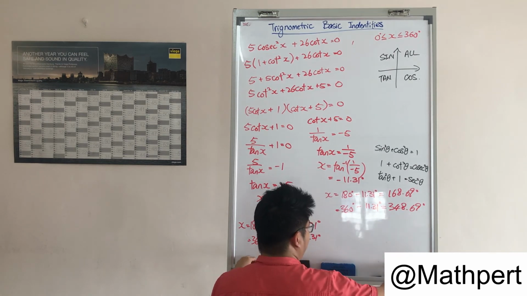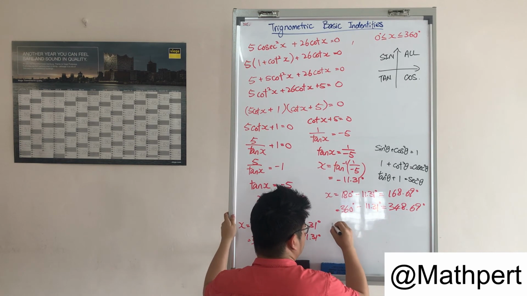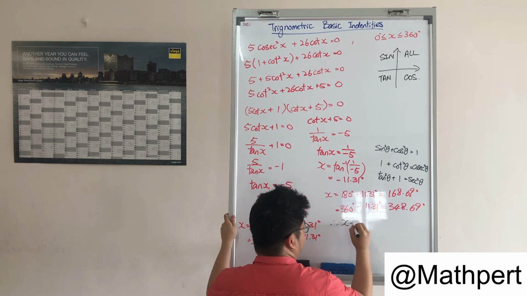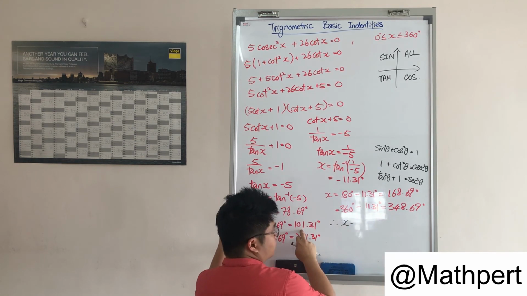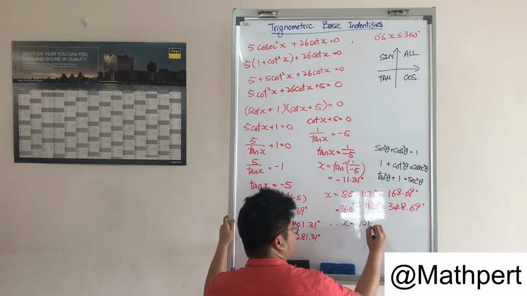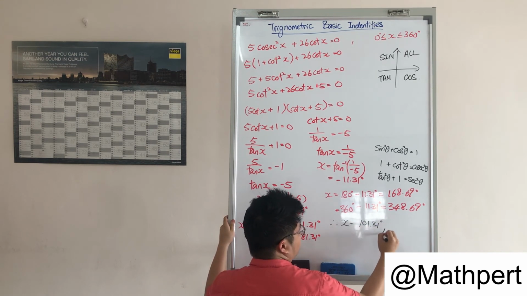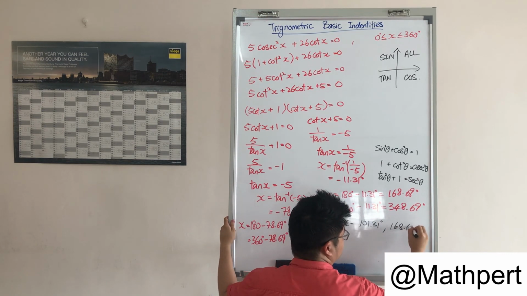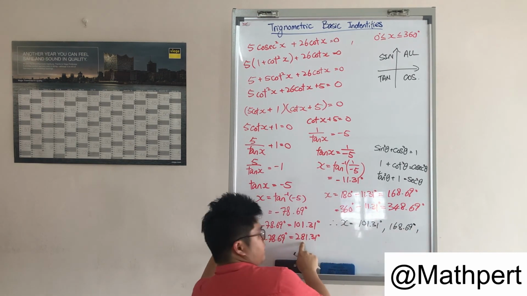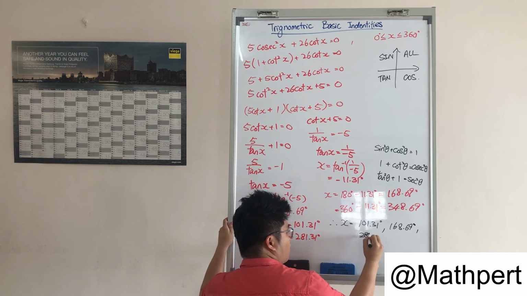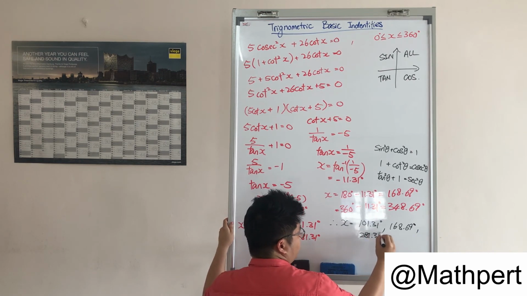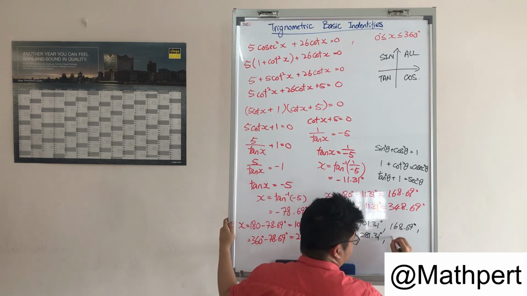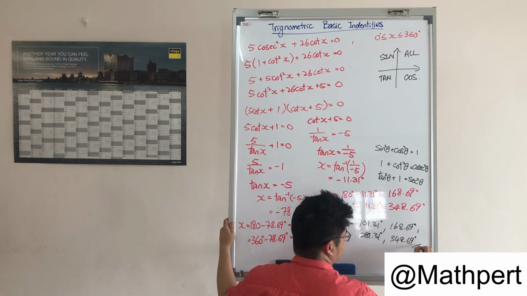Alright, therefore x is equal to 101.31 degrees, then 168.69 degrees, then 281.31 degrees, and the last one is 348.69 degrees.